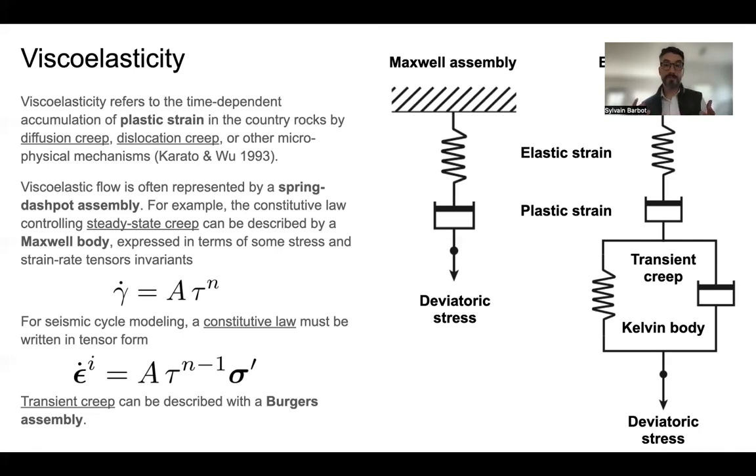This can be represented in the simplest way by a spring dashpot assembly, where the stress is the spring, and the time-dependent deformation is captured by the dashpot. So the constitutive law for viscoelasticity is a scalar relationship between the strain rate, gamma, proportional to the stress or stress to a power. Again, if we want to simulate three-dimensional deformation, we need to find an equivalent formulation that involves strain tensor, stress tensor, as opposed to scalar quantities. So in a three-dimensional formulation, the plastic strain rate is proportional to the deviatoric stress tensor.